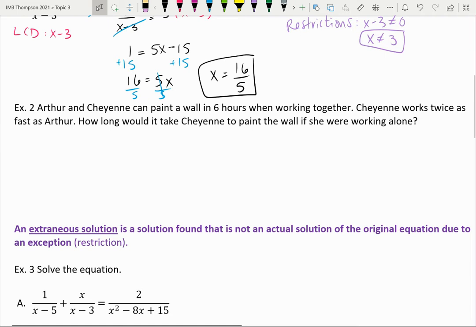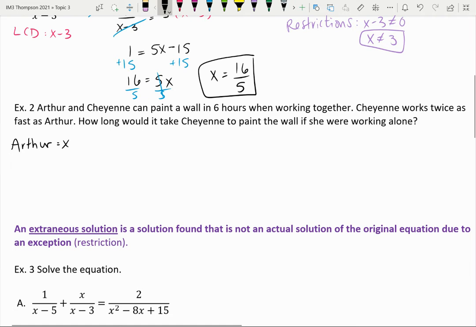The setup for these are probably the most difficult part, but they will always follow the same structure. So if you can understand one, if you have an example, hopefully you'll be able to do all of them. Because Cheyenne works faster than Arthur, Arthur's going to be my baseline, and I'm going to call him X. Now the key here is I have to find some kind of, I'm looking for the rate.